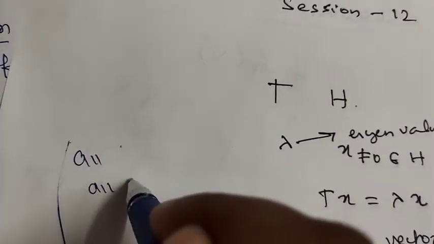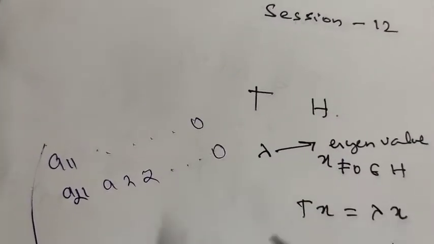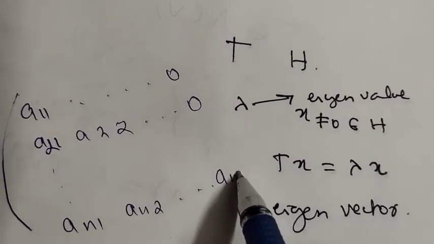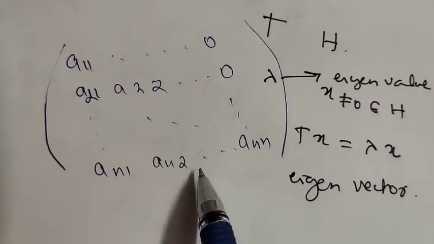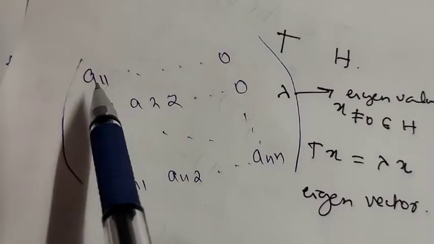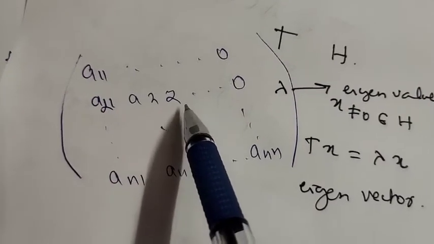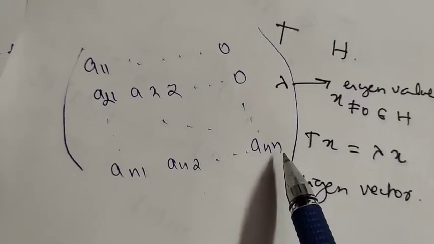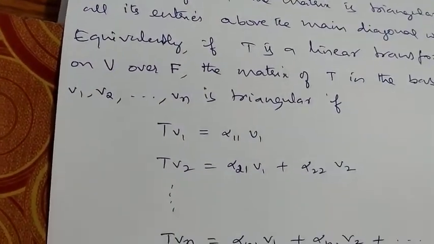Here, say this is A11, then A21, A22, all others are zeros, and continuing like this, AN1, AN2 etc. ANN. All other terms are zeros except these. So this is the triangular form. Understand now? Equivalently, the matrix of T will look like this: T of V1 is equal to A11 V1, T of V2 is equal to A21 V1 plus A22 V2 only, and T of Vn is AN1 V1, AN2 V2 etc. ANN Vn.